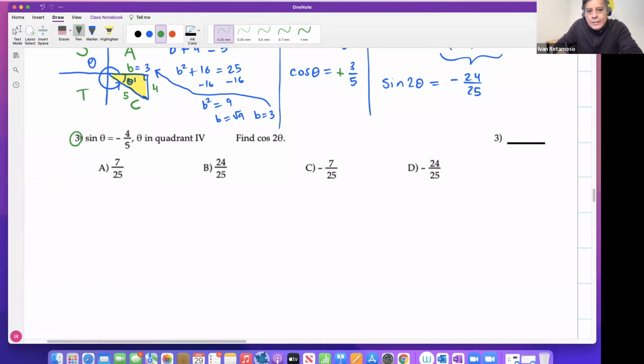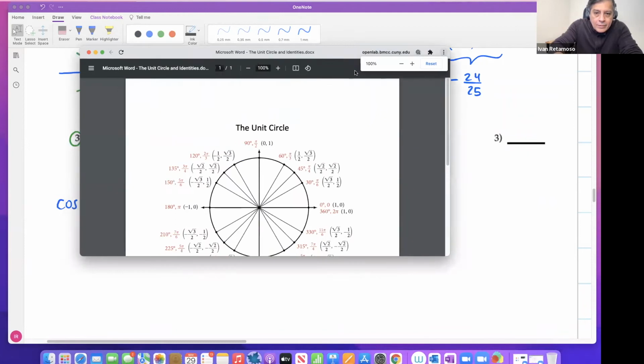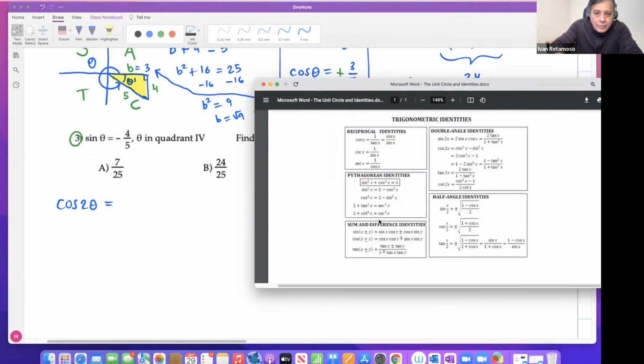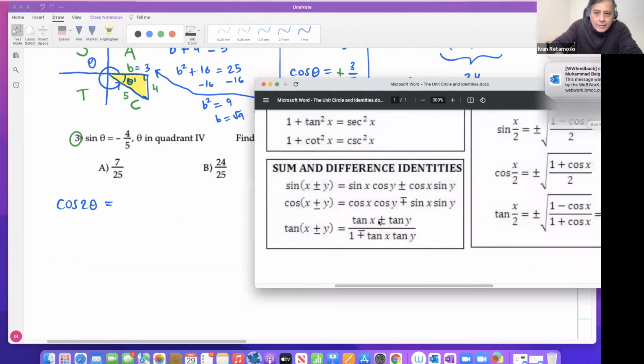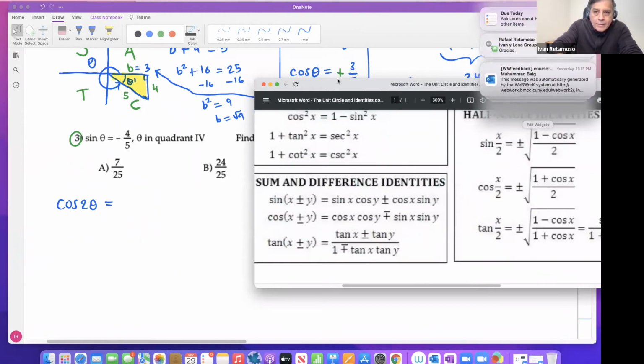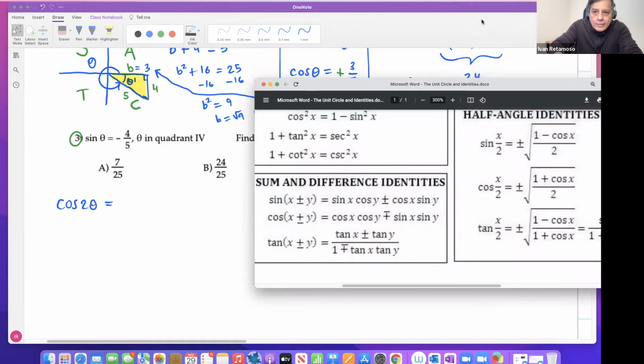Sine of 2 theta equals negative 4 over 5. Theta is in quadrant 4. Find cosine of 2 theta. So we need to figure out what this cosine of 2 theta is. And fortunately, we have 3 forms for this. I'm going to bring up the 3 forms here from the unit circle sheet for you to see. And you're going to tell me which form we have to use.